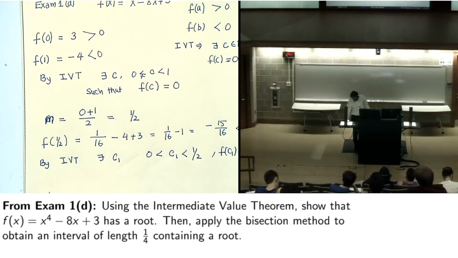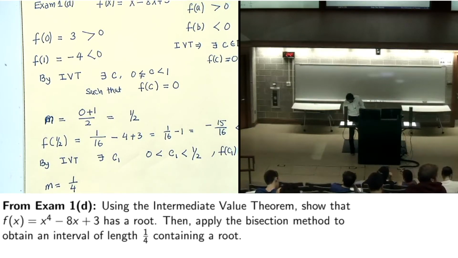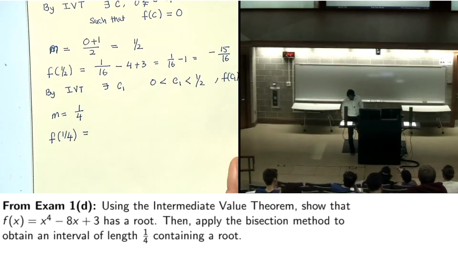Again compute the midpoint. Midpoint of this is going to be 1/4. 0 plus 1/2 divided by 2 is 1/4. Is that clear? Okay, now I'm going to compute my function value at 1/4. That's going to be difficult.